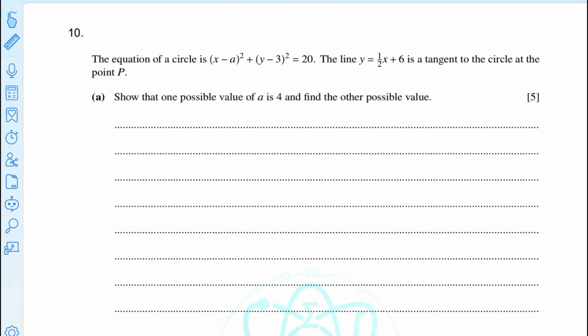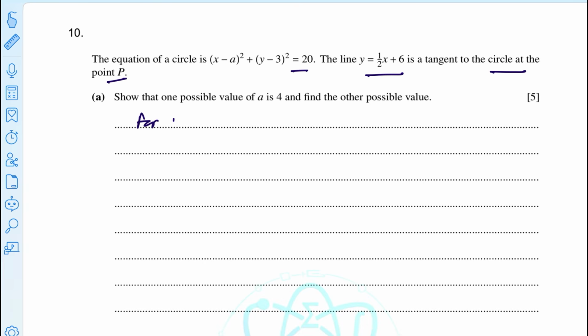The equation of a circle is x minus a squared plus y minus 3 squared equals 20. The line y equals half x plus 6 is a tangent to the circle at the point P. Show that one possible value of a is 4 and find the other possible values. Easy. So for intersection we have to do simultaneous equations. So let me do this.